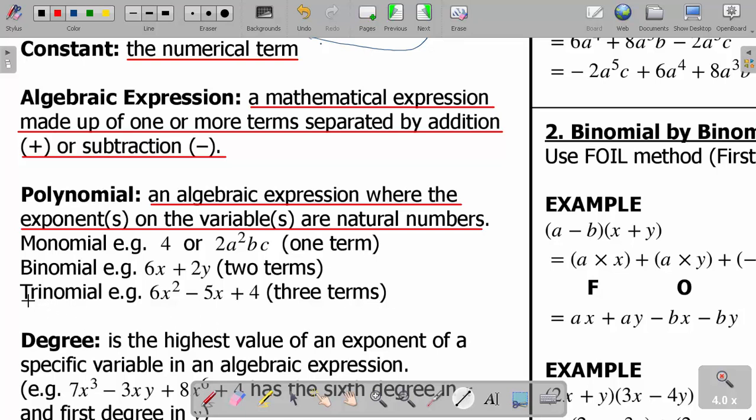Now tri means there are 3 terms. Now each term is separated by what? By a plus or a minus. Meaning if it is multiplication or division, it's still the same term.